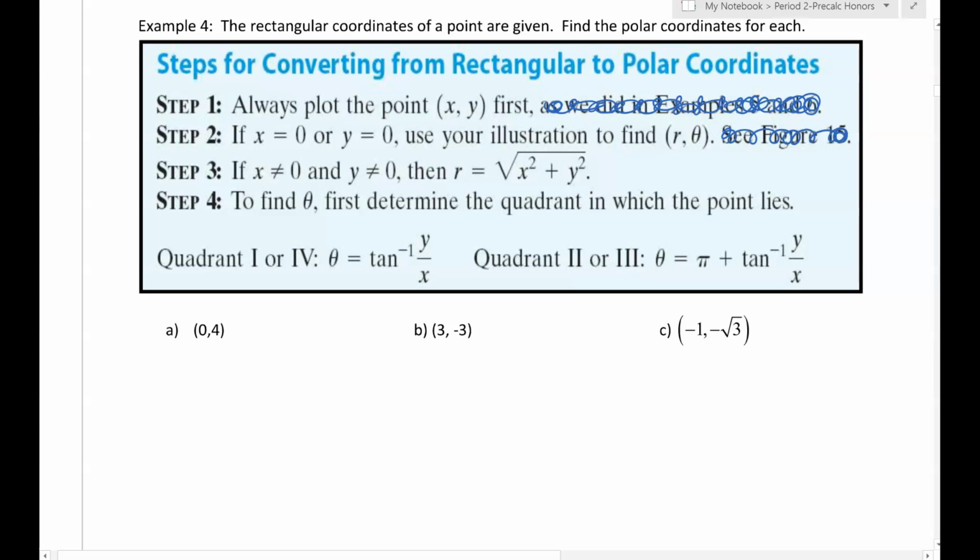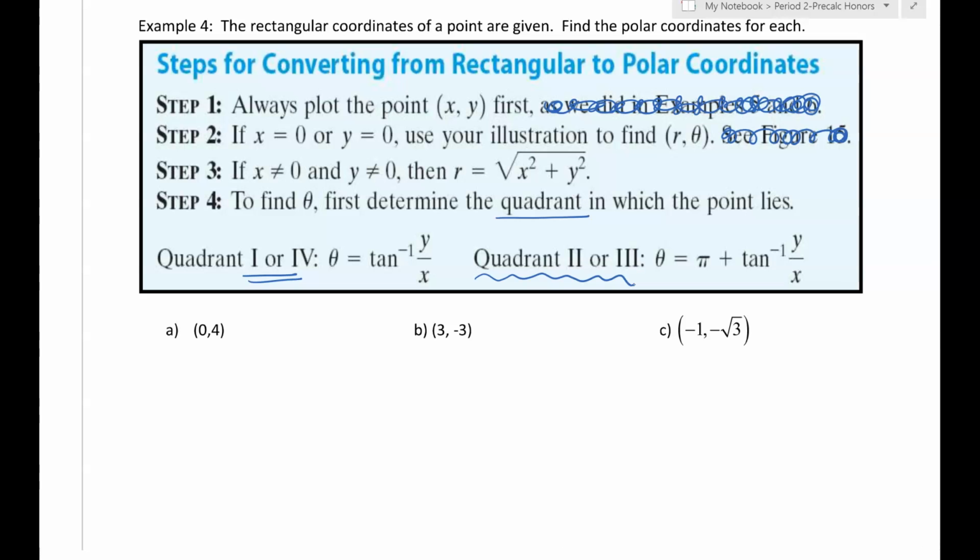Step number 3, if x is not 0 and y is not 0, then use the radius formula, which is the square root of x squared plus y squared, to solve for it. Step number 4, to find theta, first determine the quadrant, just like earlier, for example 3. Different quadrants, you have to either add a pi, half a circle, or not. So theta is always tangent inverse of y divided by x, and we don't do anything if we are in quads 1 and 4 because tangent inverse is restricted to 1 and 4 naturally. If you're in quad 3 or 2, then you have to add half a circle, which is pi.